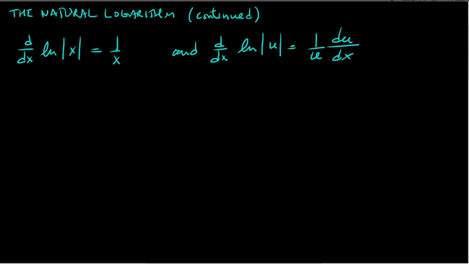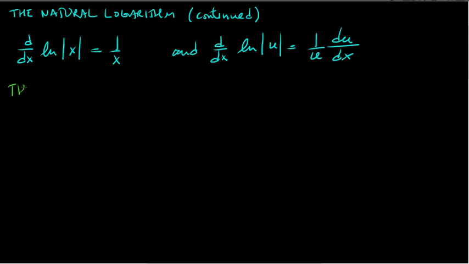Okay, so next section, natural logarithm. We're going to continue with the natural log function. And the last thing we did in the last video was express the derivative of the natural log of absolute value of x, which is still just 1 over x. And then this over here is just the chain rule version of that. Right, so we're going to do this.